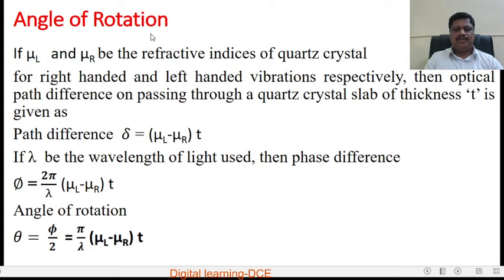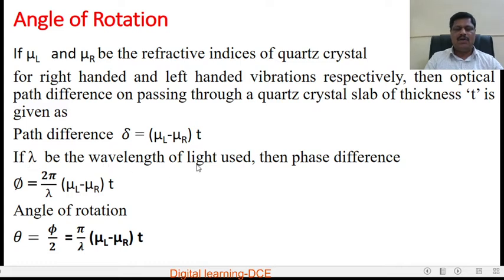Angle of rotation. If mu L and mu R are the refractive indices of the quartz crystal for left-handed and right-handed vibrations respectively, then the optical path difference on passing through a quartz crystal slab of thickness T is given by delta is equal to mu L minus mu R into T, where mu L minus mu R is the difference in refractive indices and T is the thickness of the quartz crystal.